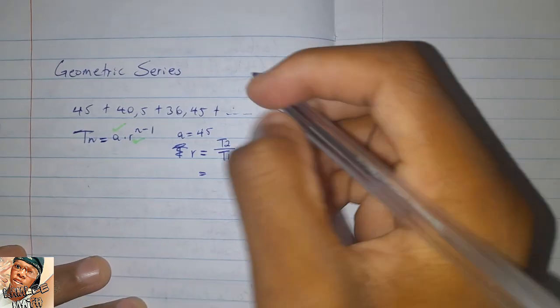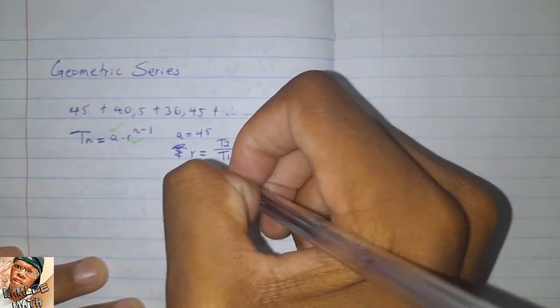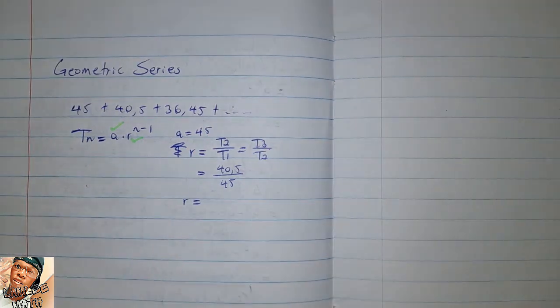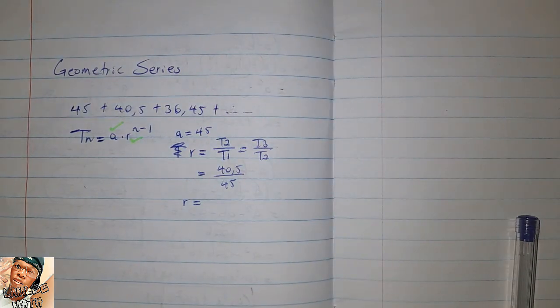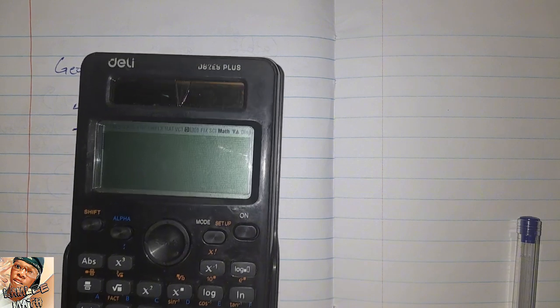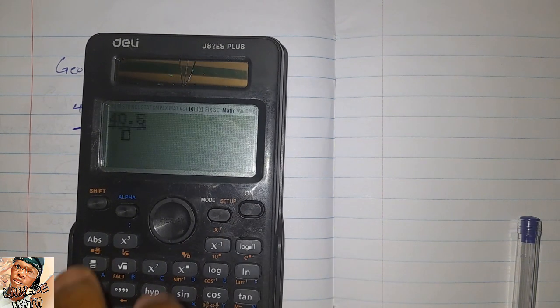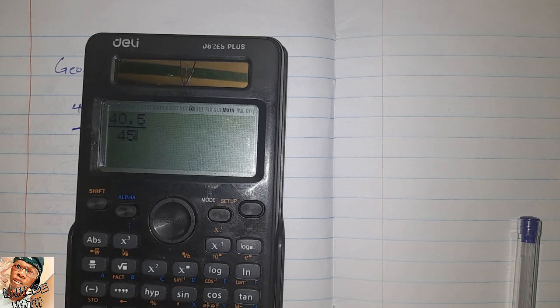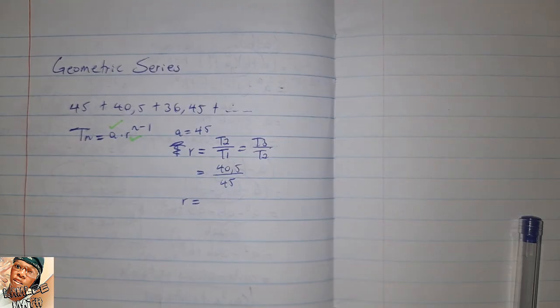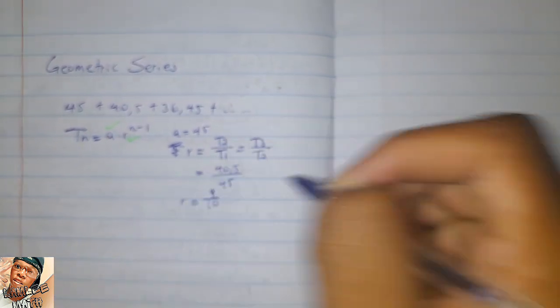So what is T2? T2 is 40.5 divided by 45. That means R is, and then we press our calculator. Pressing our calculator, we get 40.5 divided by 45. How much is that? That is 9 over 10, right? So that means that R is 9 over 10.